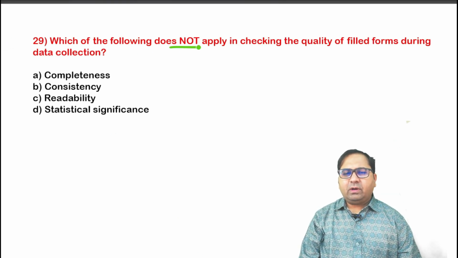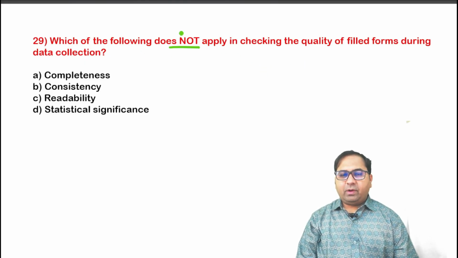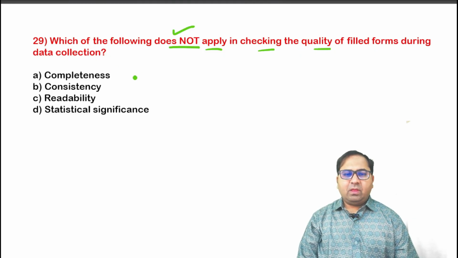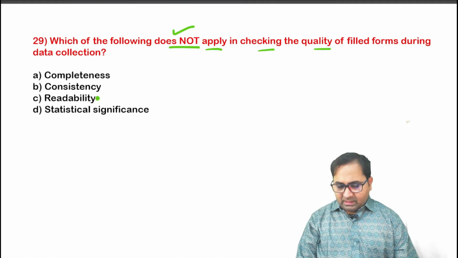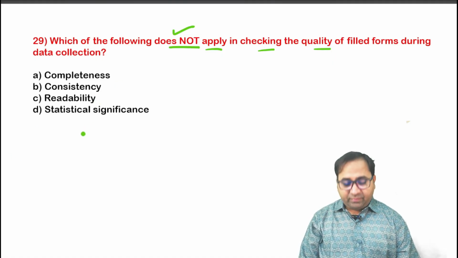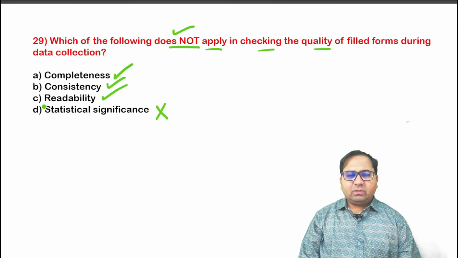Which of the following does not apply in checking the quality of filled forms during data collection? The options they gave are: A, completeness; B, consistency; C, readability; and D, statistical significance. Completeness can be used, consistency is required, readability is wanted because handwriting should be readable, statistical significance does not apply in checking the quality. So this is the answer for this question.